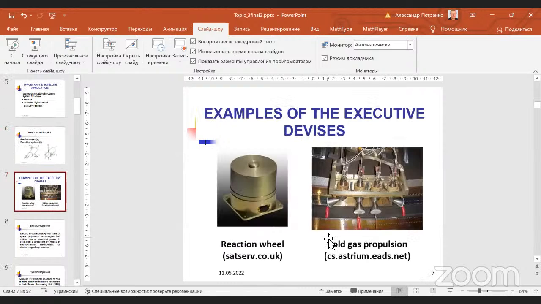So, and here you can see some real construction of reaction wheels. And here is presented a propulsion system which uses cold gas. Here is a very simple propulsion system where some inert gas, for example nitrogen, under big pressure is located in the tank, and through some nozzles it is expelled outside.